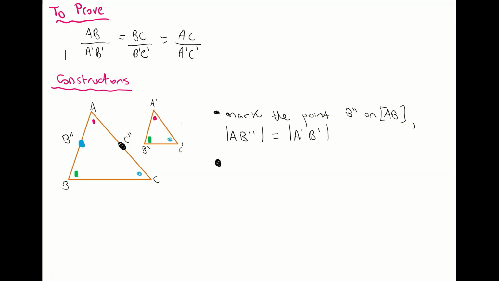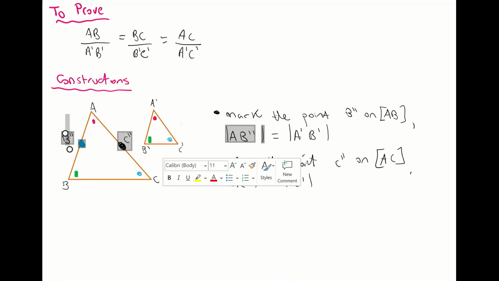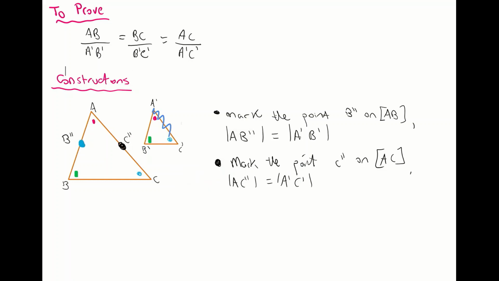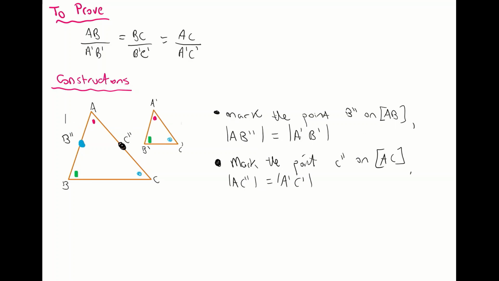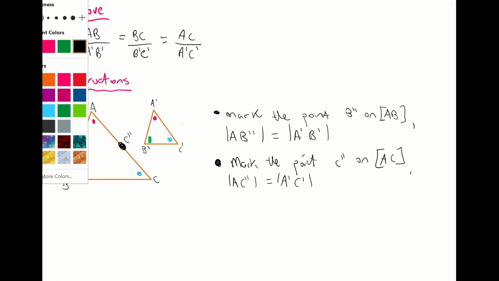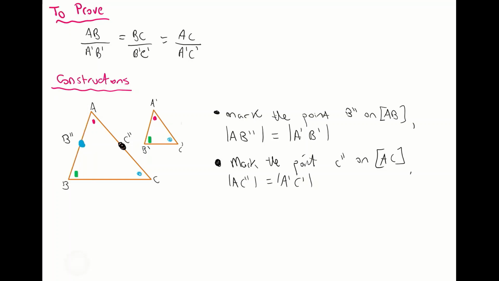So basically what I'm doing here is I'm marking the point C double dash on AC. And I've also stated that the distance from A to C double dash here is the same distance as it is from A dash to C dash. Okay, so that's basically everything that I want to construct. I have one more construction that I'm going to make, and it's just basically going to be a straight line. And it's the straight line which is going to connect B double dash to my C double dash. So I'm just going to mark it in here. So I'm joining a line from B double dash across to C double dash.